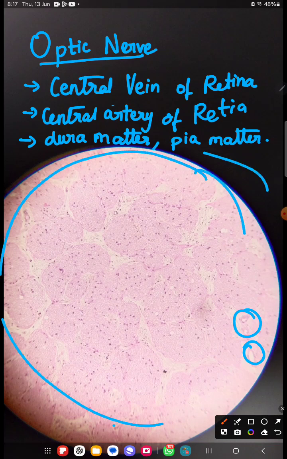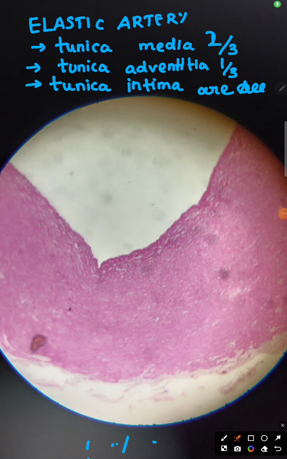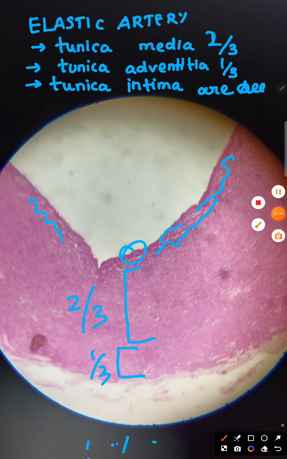Then this is an elastic artery. It has a tunica media. Two thirds is tunica media and one third is tunica adventitia. Then tunica intima is slightly seen. The elastic fibers are seen as spindle-like structures, so we call it an elastic artery. Then after, we are going to talk about the next slide.